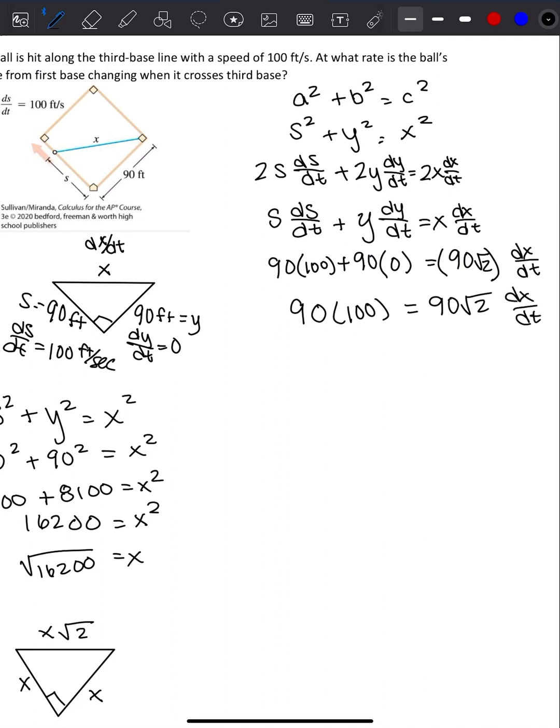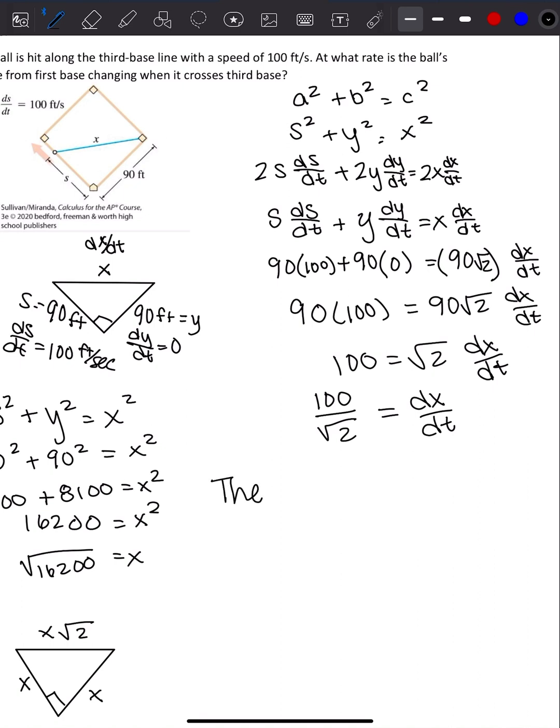Well, I have a 90 on both sides, so I'm going to divide everything by 90 to get 100 is equal to the square root of 2, dx over dt. I can now divide by the square root of 2 to get dx over dt. So 100 divided by the square root of 2 is the rate of change of the distance between first and second base, or the ball's distance to first base when it's crossing third base.